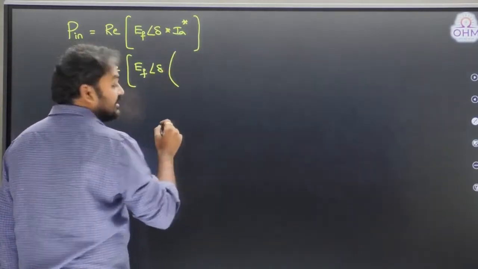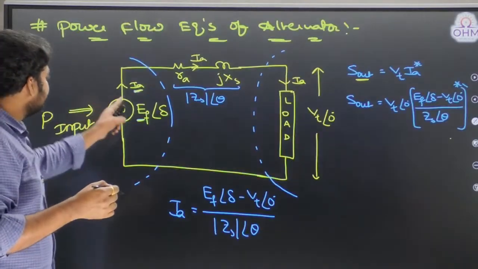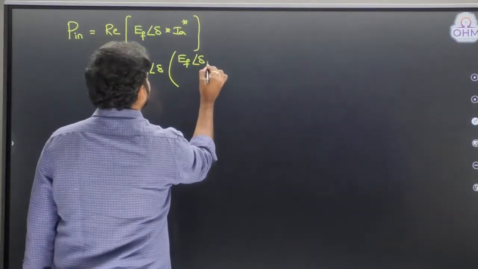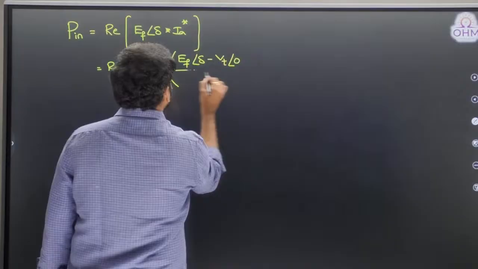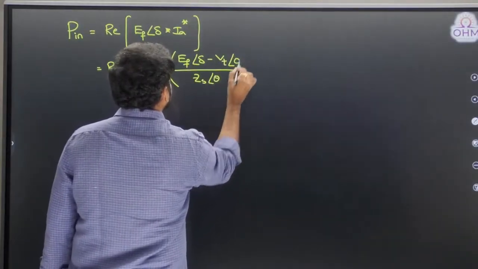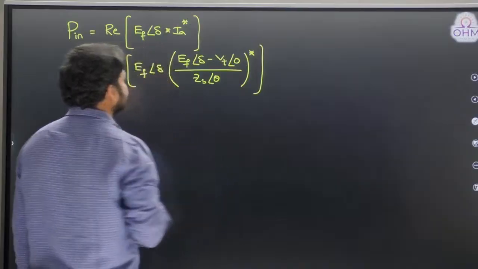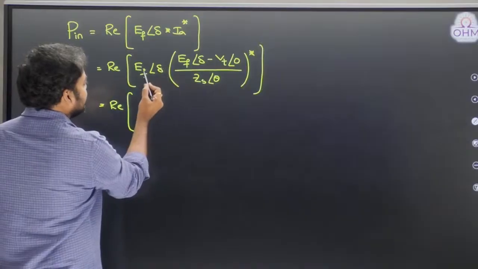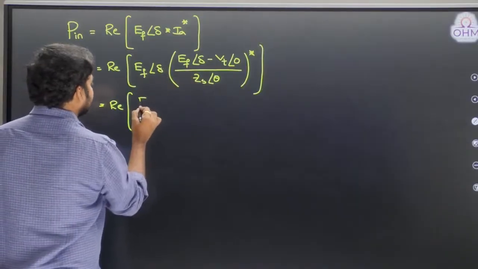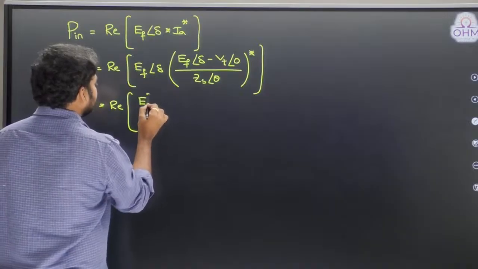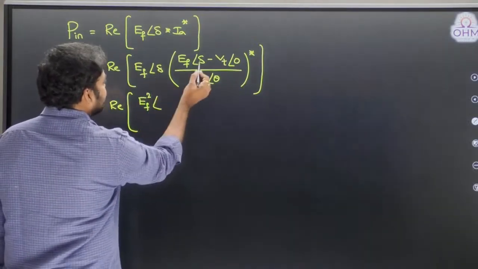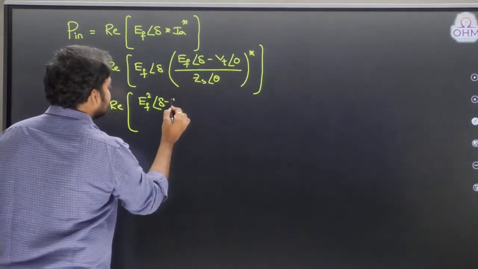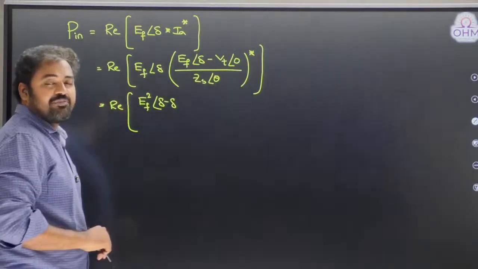Okay, so real part of EF at an angle delta, fine. And what is IA? IA we already know is flowing from EF to VT, right? So therefore, it is EF at an angle delta minus VT at an angle 0 by ZS at an angle theta, whole conjugate. Got it? So now let us go further. This is the real part of, what is the first term? EF at an angle delta, is it not EF square at an angle delta? This becomes minus delta because of conjugate.